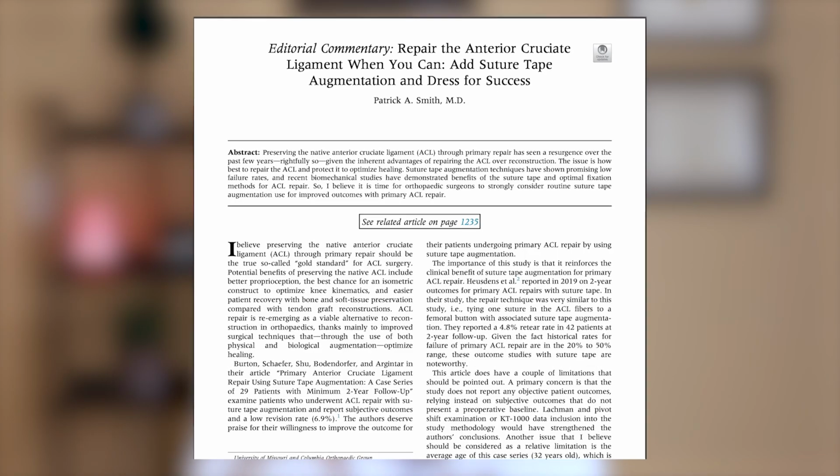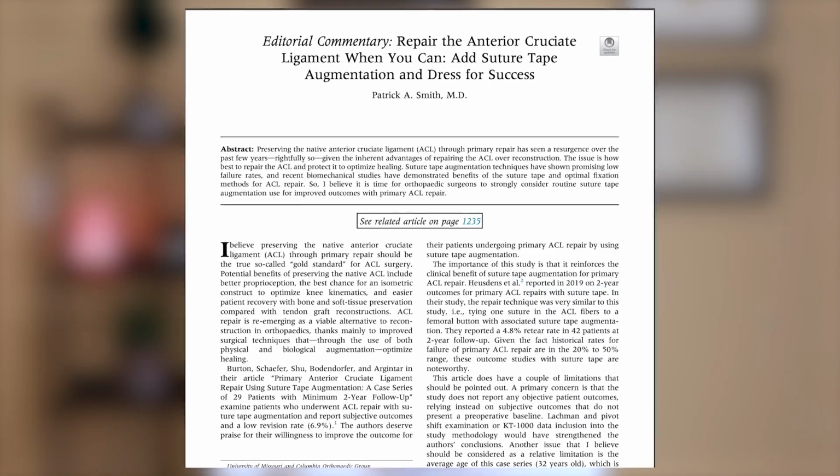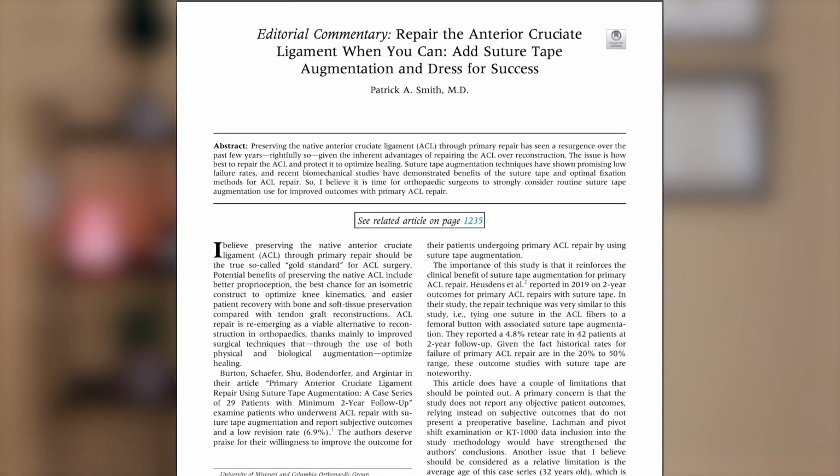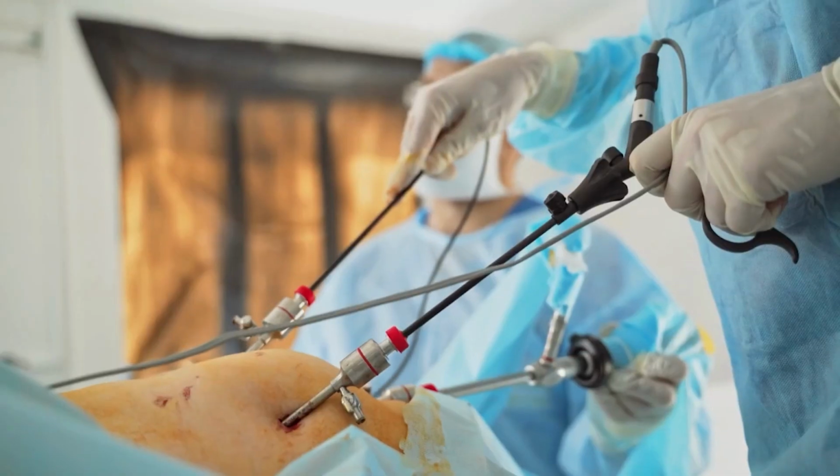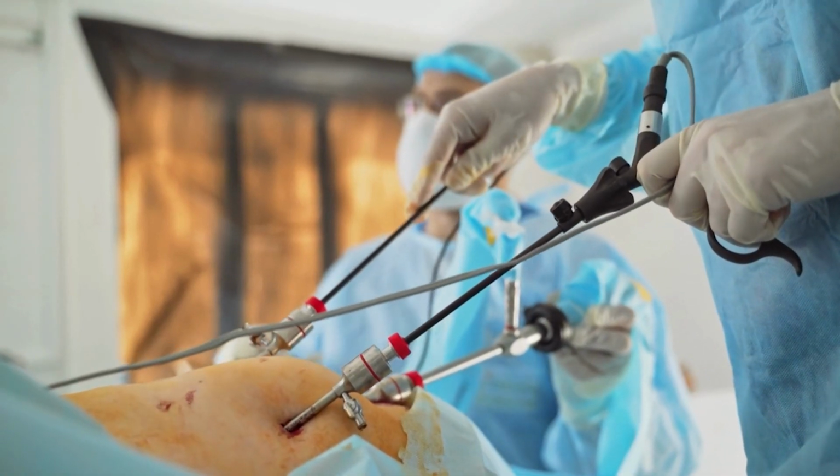While some newer techniques for direct ACL repair are being explored for very specific types of tears, for most complete ACL injuries, the established surgical approach remains ACL reconstruction. So one thing that is most crucial to understand is that ACL reconstruction alone will not provide stability to the knee. As we discussed before, the muscles contribute to the stability as well.